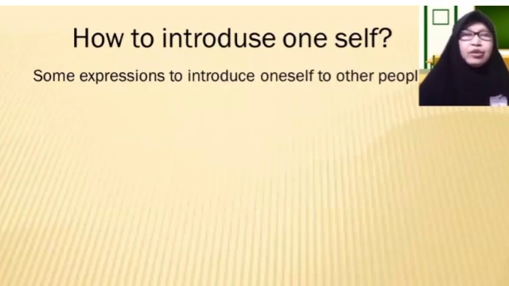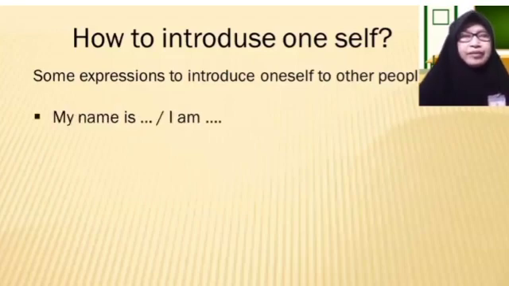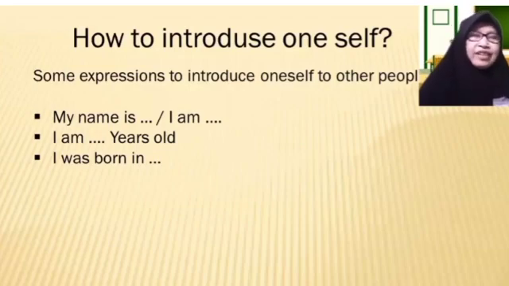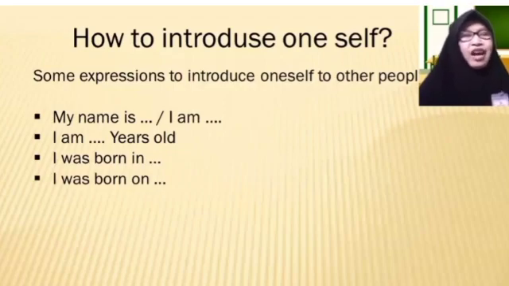Now, how to introduce oneself? Here are some expressions to introduce oneself to other people. My name is blah, blah, blah. Or I'm blah, blah, blah. Then, to tell about age, you can say, I am blah, blah, blah years old. Or, I was born in blah, blah, blah. We can also say, I was born on blah, blah, blah.